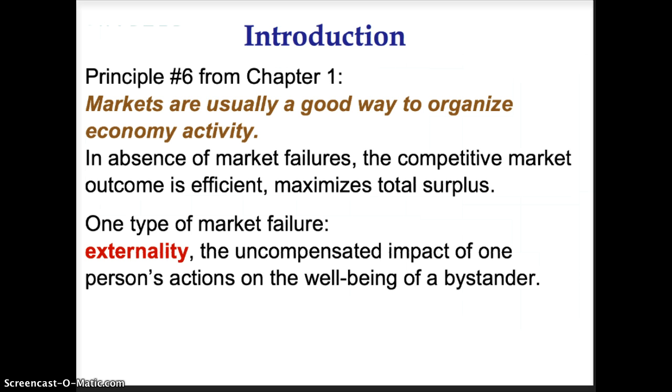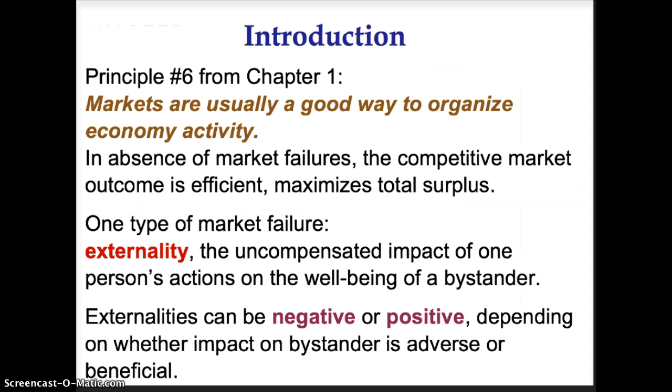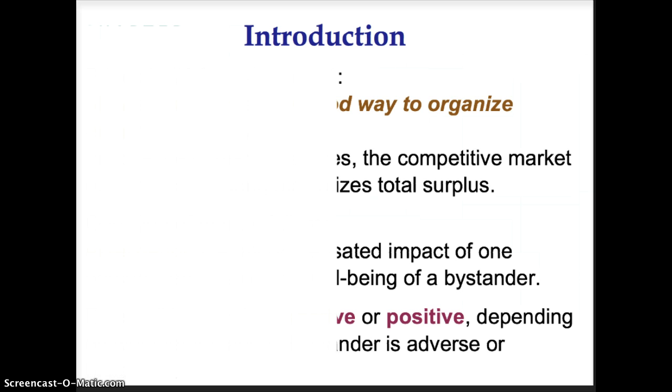One type of market failure discussed in Chapter 1 is externalities, which are the uncompensated impact of one person's actions on the well-being of a bystander. Externalities can be negative or positive depending on whether the impact on the bystander is adverse or beneficial.